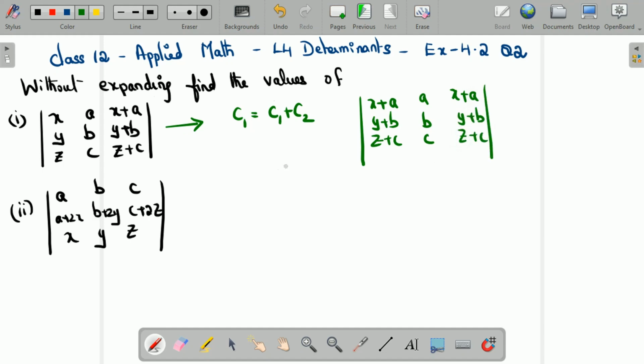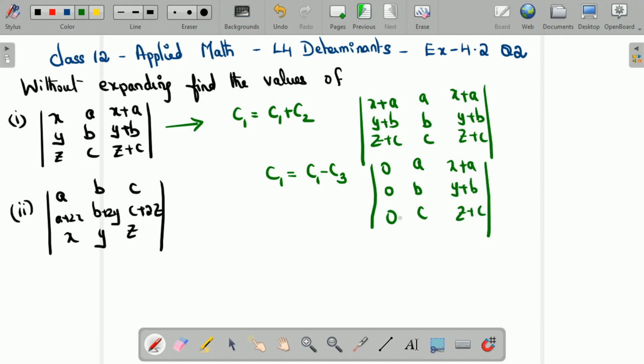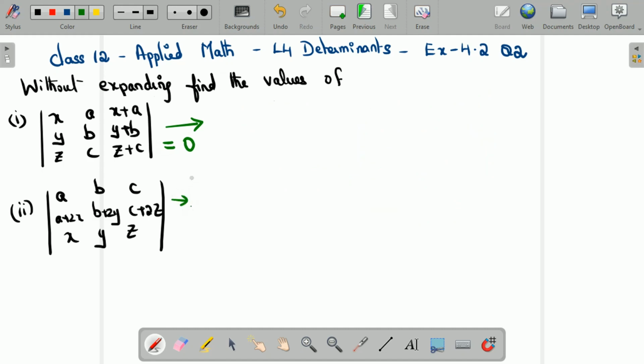So in the next transformation I can write R1 is equal to R1 minus R3. So in this case it will become 0, 0, 0, then a, b, c, and x plus a, y plus b, z plus c. The moment you see one row completely becomes 0, the value of this particular determinant is 0.